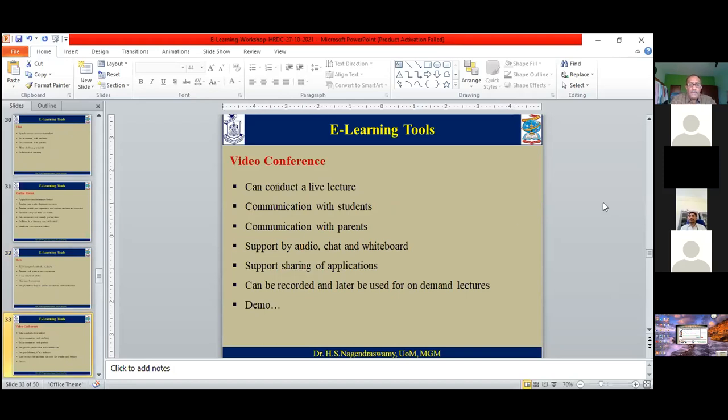There is the video conference, can conduct a live lecture like the one we are doing right now. Communication with the students, communication with parents, support by audio, chat, and whiteboard. Support sharing of applications, can be recorded and later be used for on-demand lectures and demos, etc. So whatever lecture we are right now delivering can be recorded and can be delivered to the participants, and they can listen to it any number of times, anytime, anywhere, right? So that's an example. So we are also quite familiar with this video conferencing.